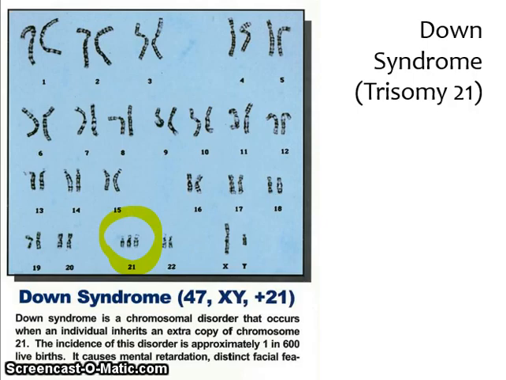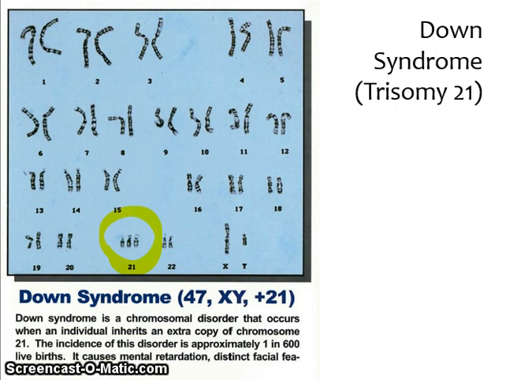We can use karyotypes to look at chromosomal abnormalities and to look at some genetic disorders. So if we look at Down syndrome as an example, you can see in the karyotype highlighted on the screen that on chromosome number 21, this individual actually has 3 copies of chromosome 21. And this is something that we call trisomy 21. Trisomy basically means that there's 3 of that chromosome rather than the usual 2.